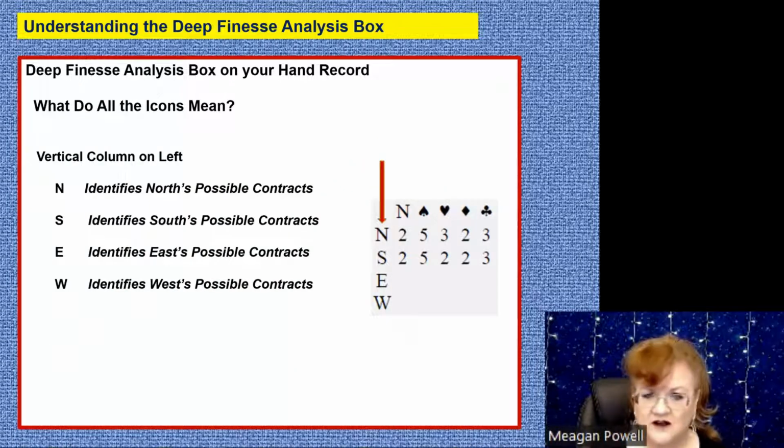What do all these little icons mean? Well, if you look at this vertical column here, up and down, this column identifies north, south, east, and west, all right? And as you look in this vertical column, you will see an array horizontally. The way that you will understand the horizontal array is to understand that the vertical column identifies the who over here on the far left, all right? So this is the who, the north, the south, the east, the west. What could they be doing?